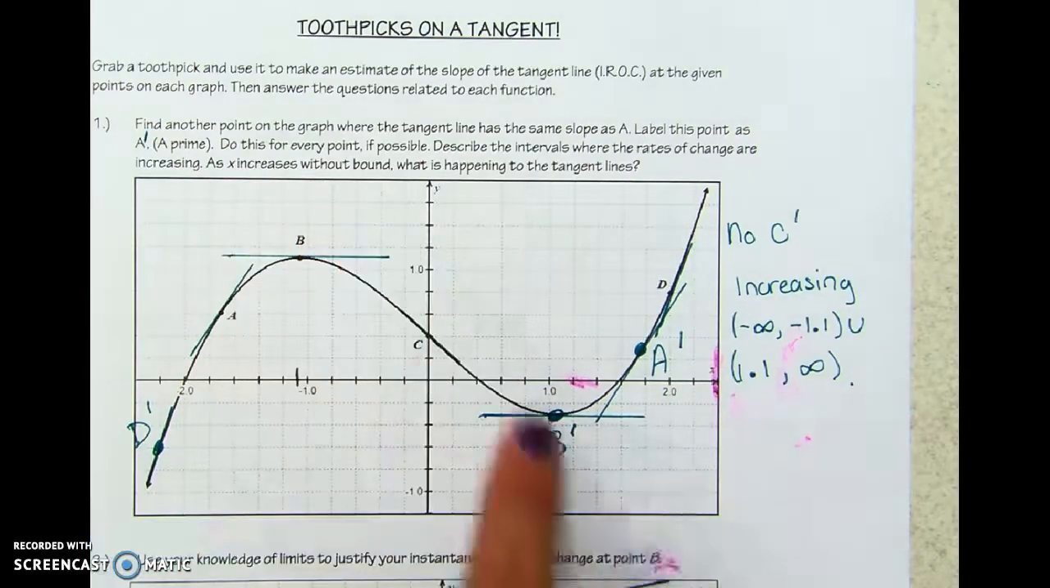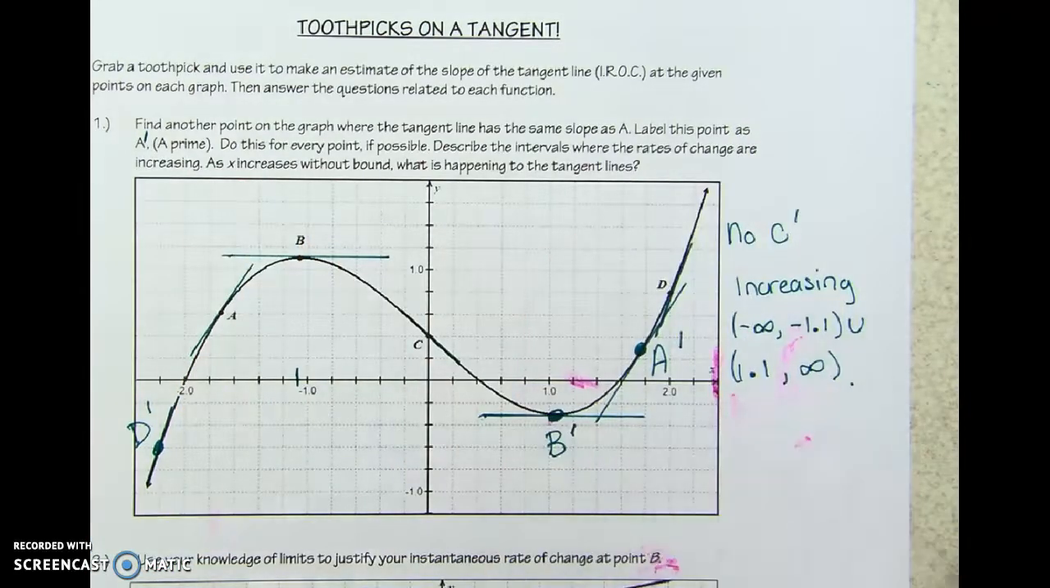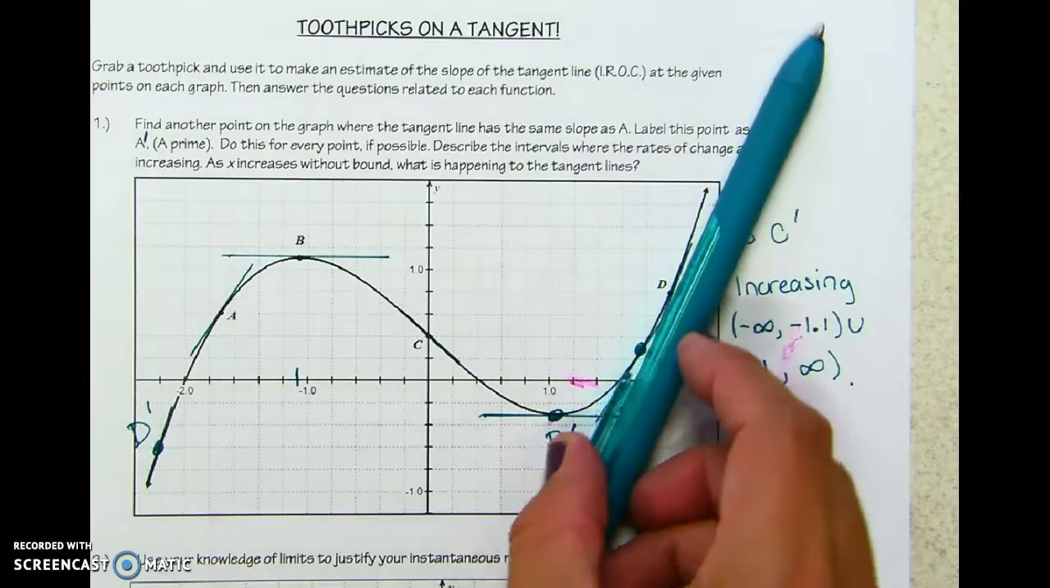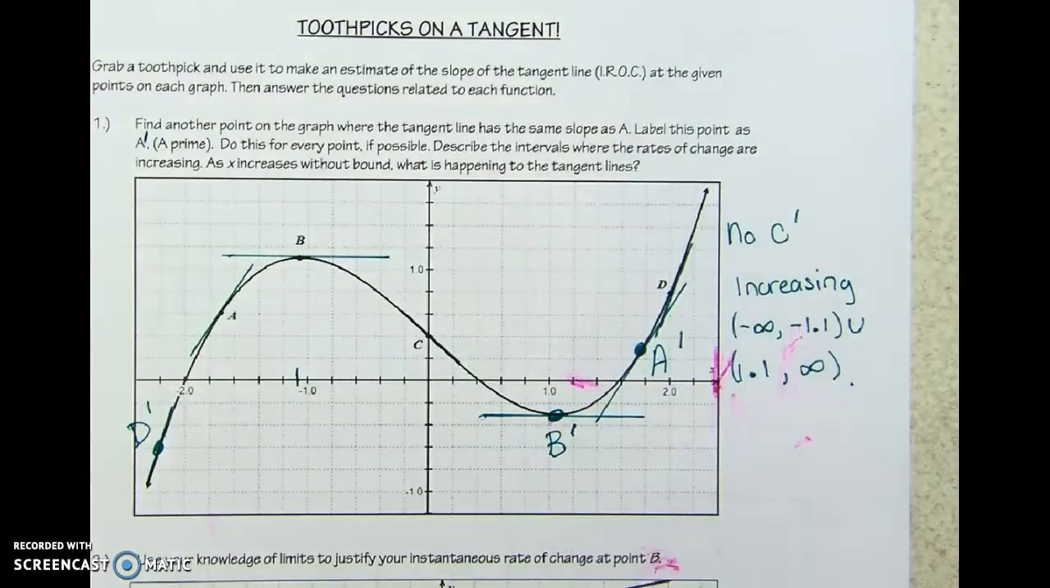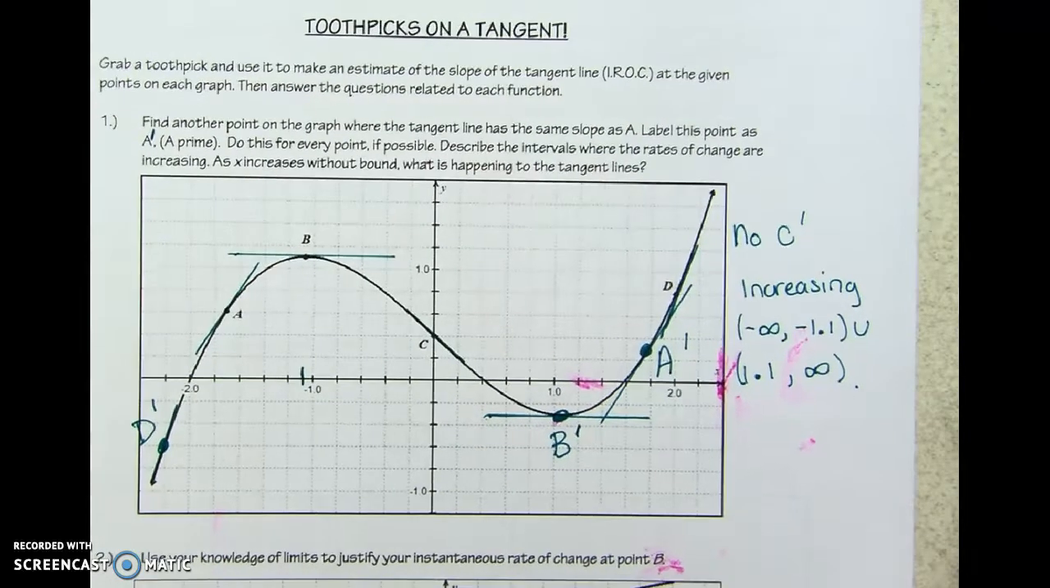As x increases without bound, what will happen to this tangent line? It will keep getting steeper and steeper. Yeah?